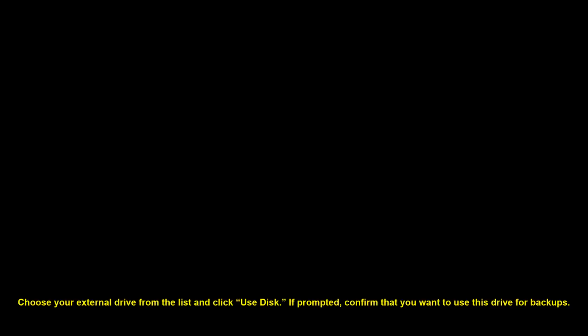If you haven't set up Time Machine yet, click the Select Disk button. Choose your external drive from the list and click Use Disk. If prompted, confirm that you want to use this drive for backups. Once your external drive is selected, enable Time Machine by toggling the switch to on.